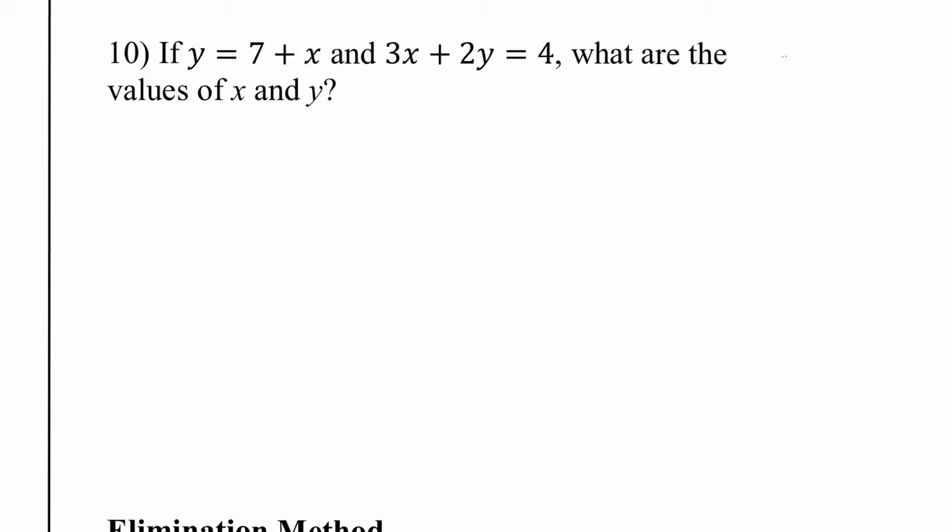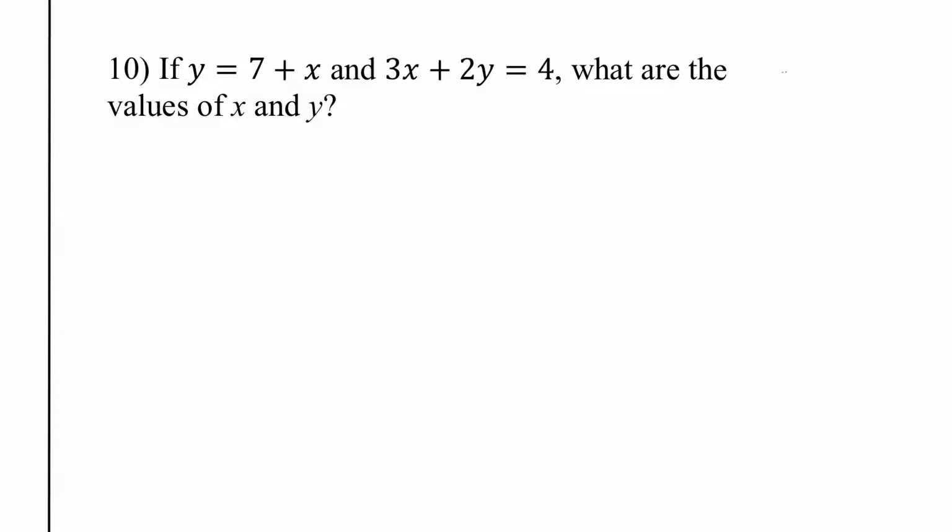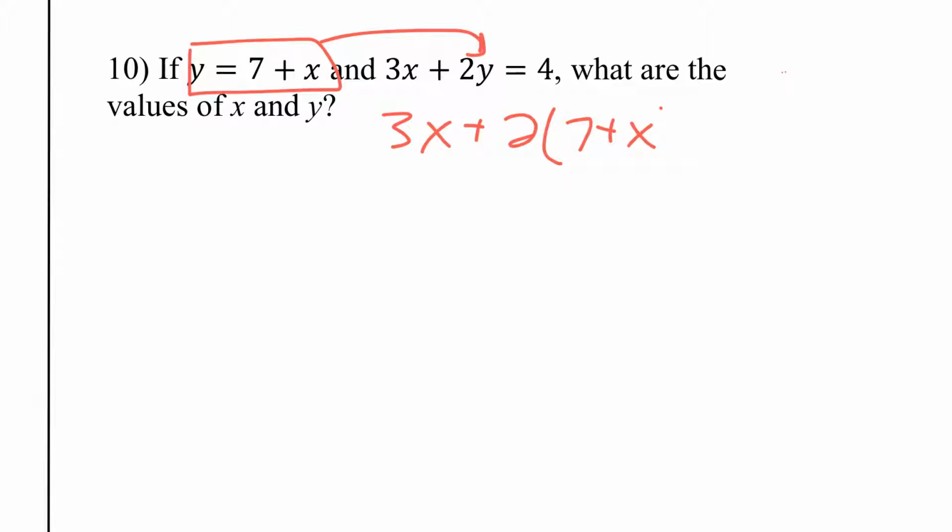Let's do another. Technically, when you do this, you can get either variable by itself in either equation, but I would suggest doing whatever is going to be the easiest. And in this case, I would say the first equation is the easiest because y is already by itself. So I'm going to substitute in for this y with 7 plus x. One equation, one variable, easy to solve.